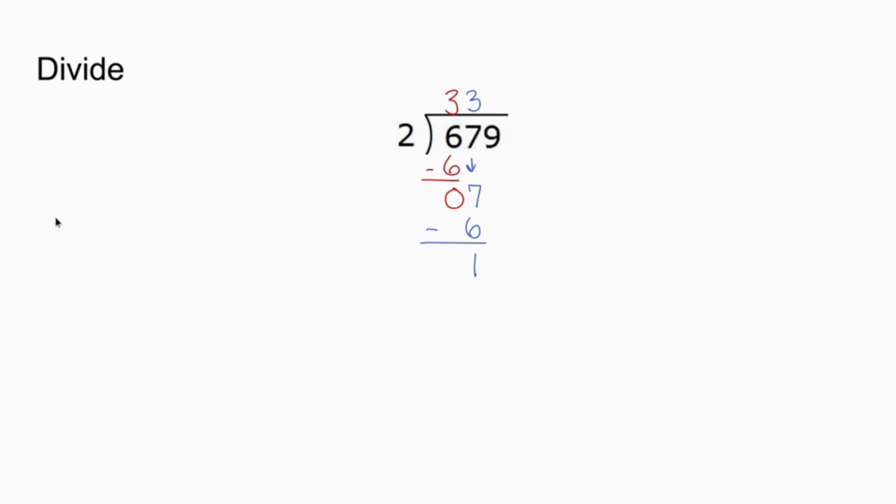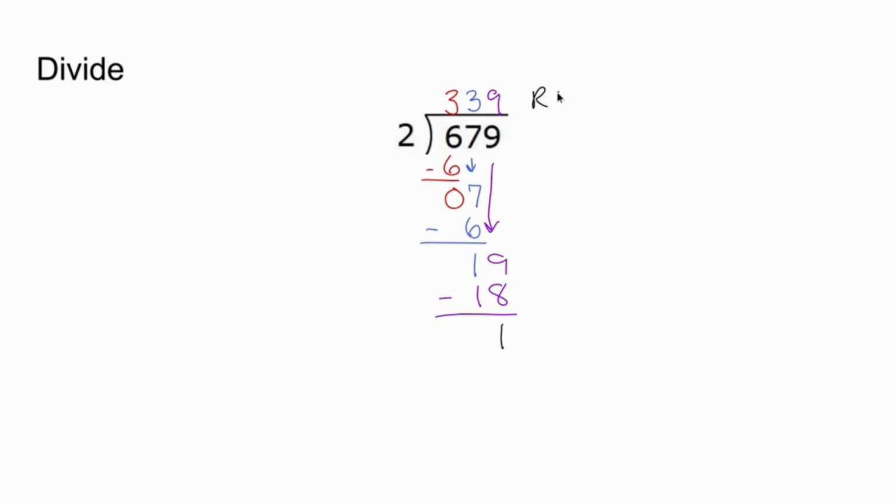Now we drop down the next number, which is 9. 2 goes into 19 9 times. That's because 9 times 2 is 18. So it's not exact. And when I subtract, I'm going to get a remainder of 1. Now, since I'm out of numbers, this is my remainder.